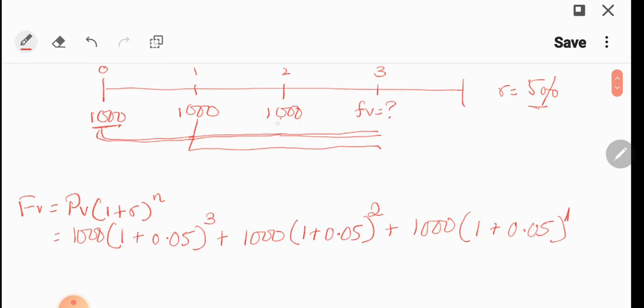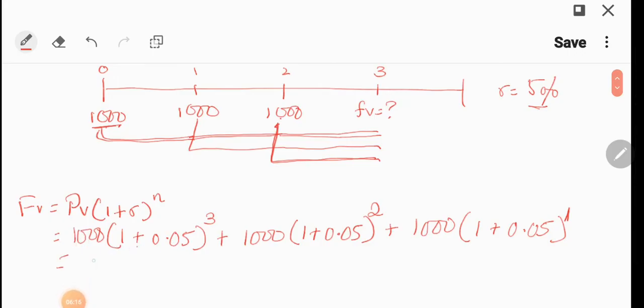It will get interest for 1 year because this cash flow is now being deposited at the start of the third year. On 1st January you're depositing the amount, it will get interest from 1st January till 31st December. So it has time to earn interest. I'm going to calculate the value for each of the cash flows.